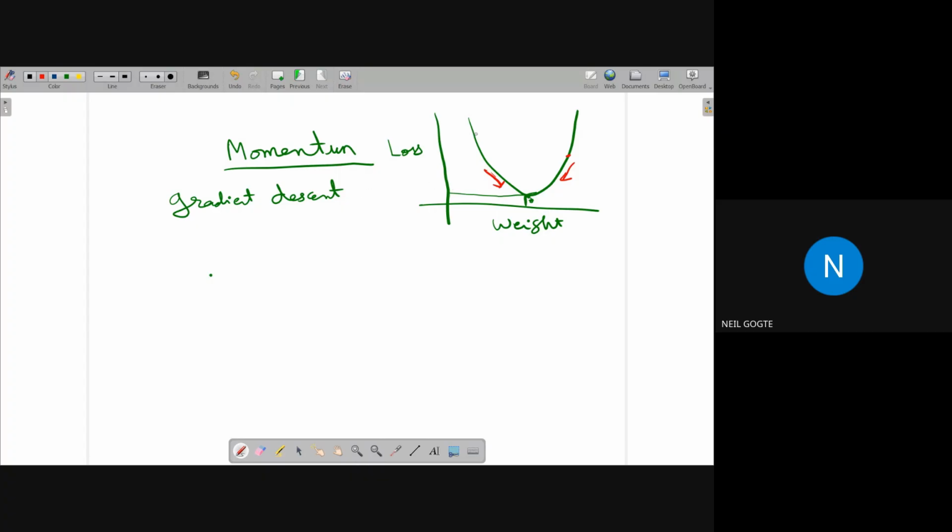Now, we talked about what happens if we jumped with every sample. We changed our direction, our weight shifted like this. It would be too much of a zigzag. That's why we don't do that. That's why we move in batches, so that our zigzagging becomes smoother.